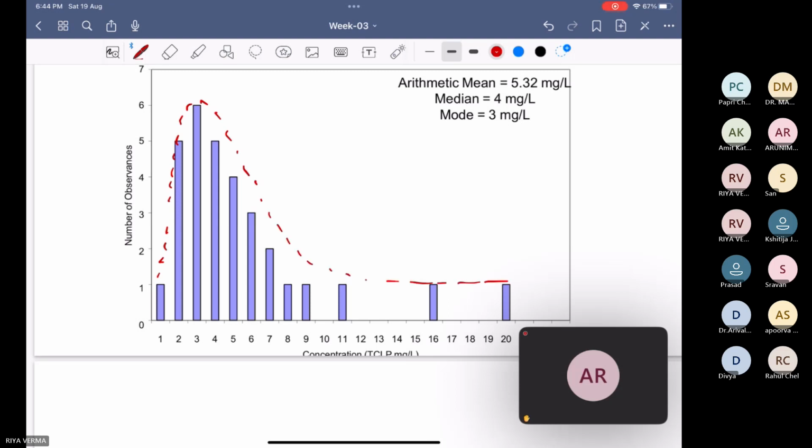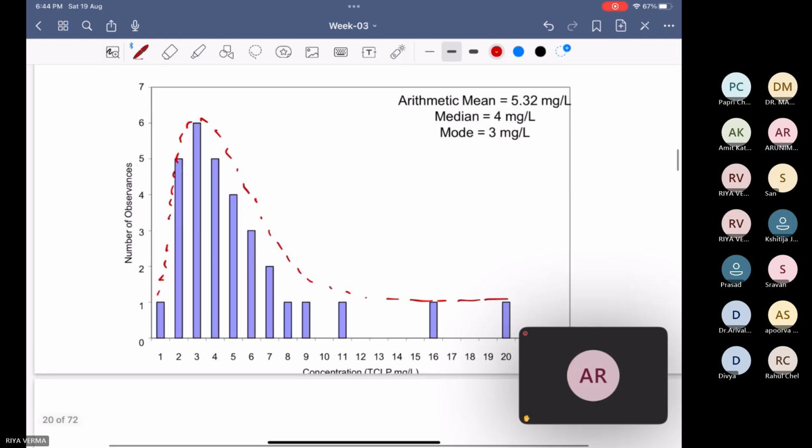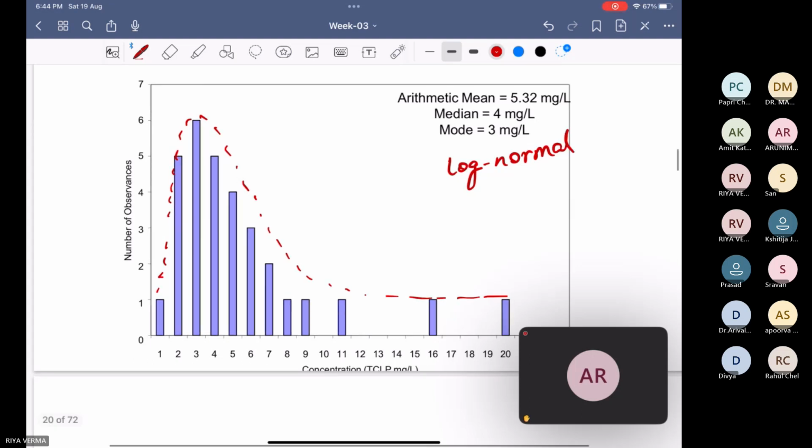ये कुछ स्क्यूड है. नॉर्मल डिस्ट्रीब्यूशन वो सिमेट्रिकल. ये स्क्यूड ग्राफ है, कुछ एसिमेट्रिकल सा लग रहा है. तो दिस इज योर लॉग नॉर्मल. राइट, यहां तक क्लियर है.